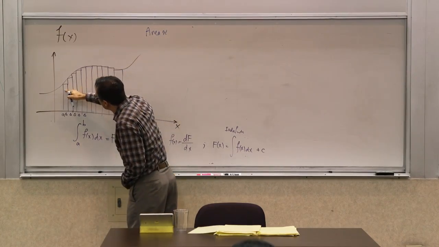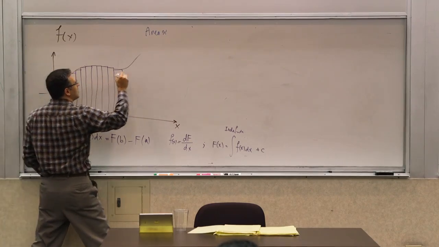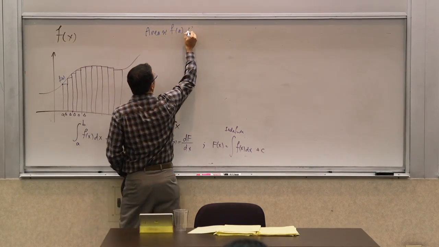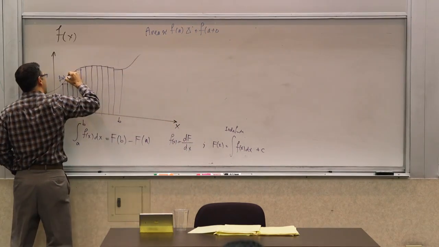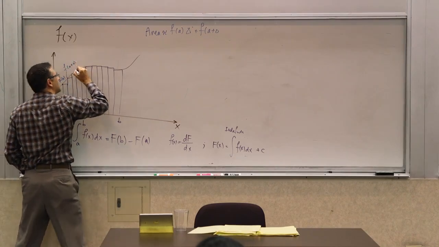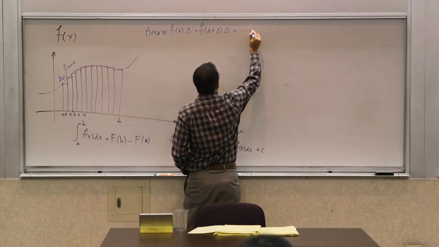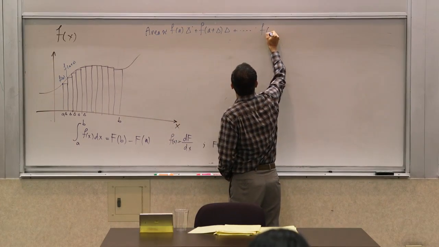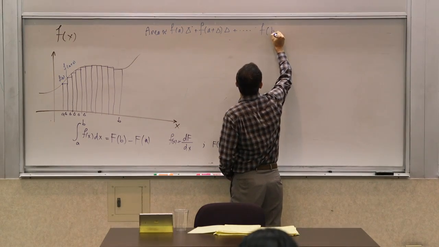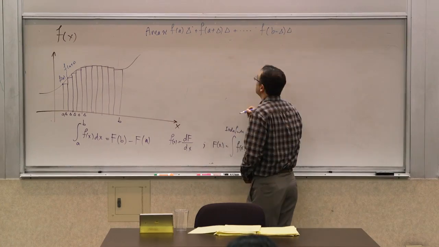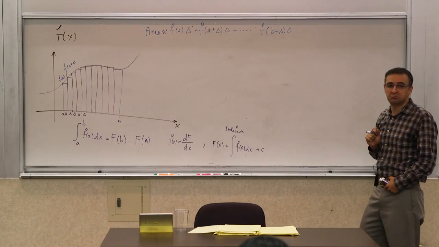So I can say my area, if I'm interested in the area, is approximately, roughly, the sum of these things. So what is the area of the first rectangle? This is the value of the function at A. So this is f of A, lowercase f of A, times delta, plus f of A plus delta, which is the value here, times delta. And so on and so forth. And the last one is, I guess, f of B minus delta times delta. That's roughly the area.